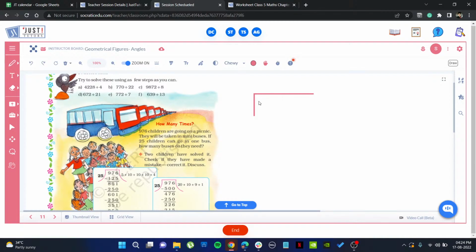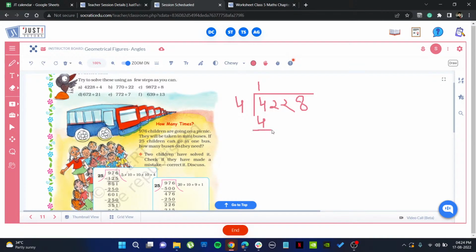Let's solve question A first, in which we have to divide 4228 by 4. So how we are going to solve it? Here we have to divide our first number, which is 4. So we'll be dividing 4 by 4. So therefore we should times it by 1. 4 times 1 gives us 4. So we'll be writing 4 here.